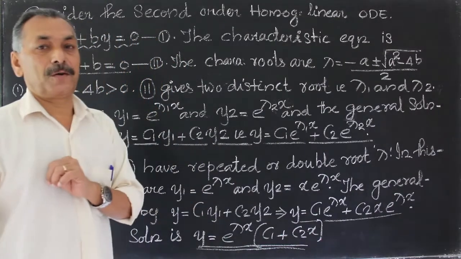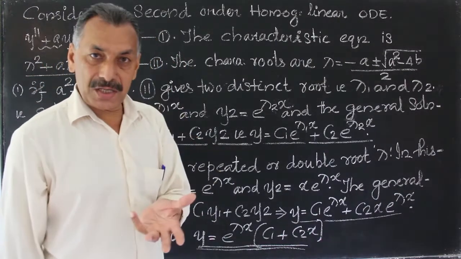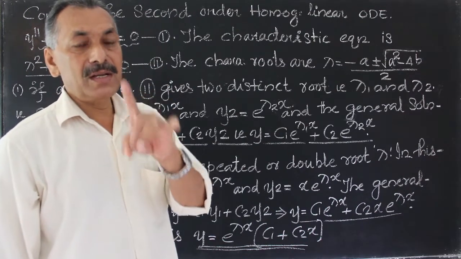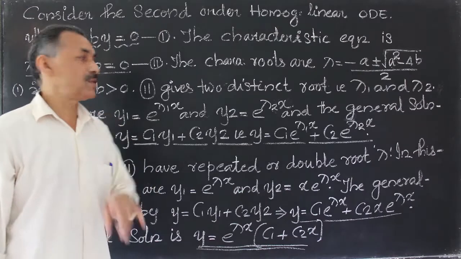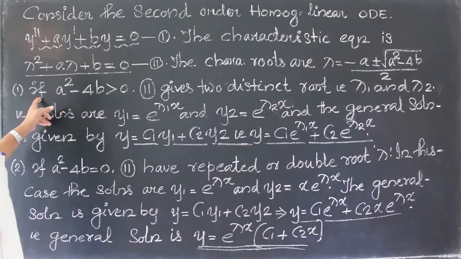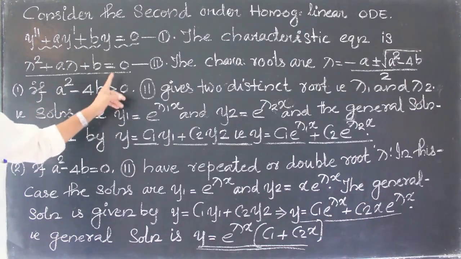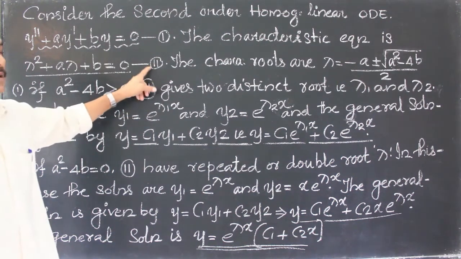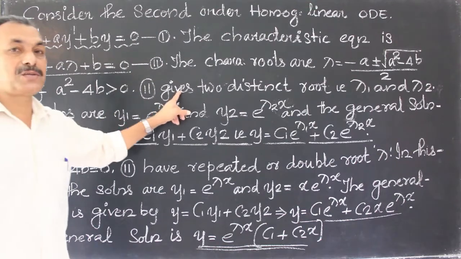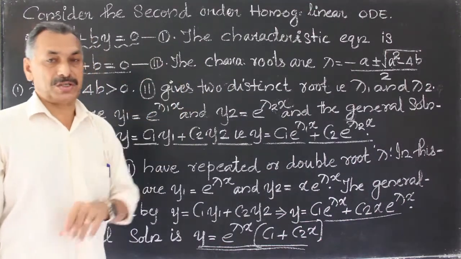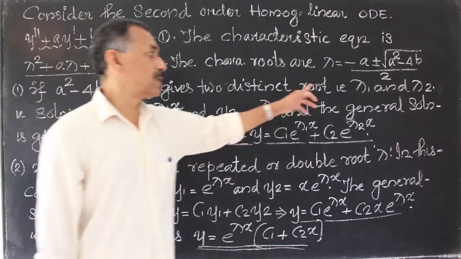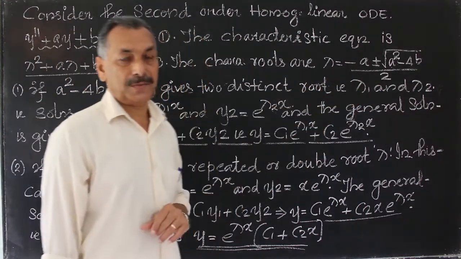The discriminant can be positive, zero, or negative. That is case 1: if a² - 4b is greater than 0, the characteristic equation gives two distinct roots, λ1 and λ2.